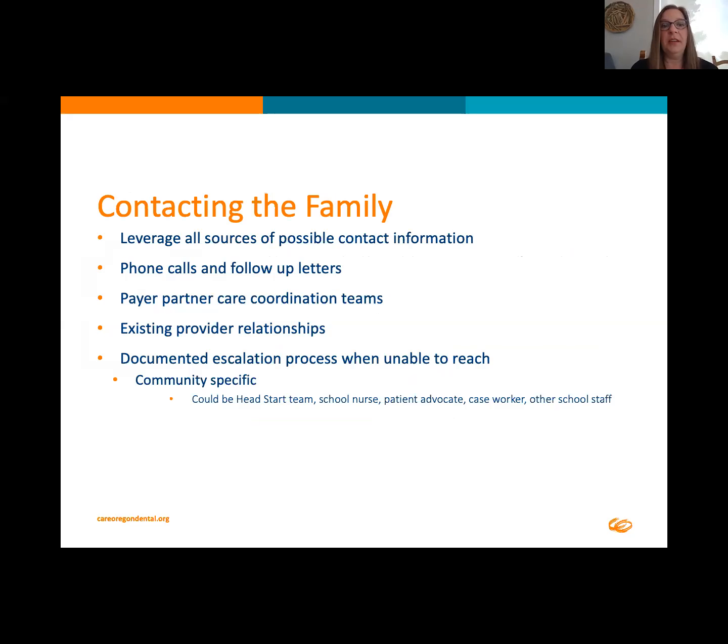When it comes to contacting the family, you really want to leverage all sources of contact information. So obviously your permission slips and those types of things will have some contact information. But if you run into barriers or snags along the way, really make sure that you've leveraged all possible things that you can. That could be your Head Start team, maybe your school nurse or somebody from the school who is connected with that family. Some have patient advocates and caseworkers. So really think through who else could support you if you have a kid that's in need and you're having a difficult time contacting the family.